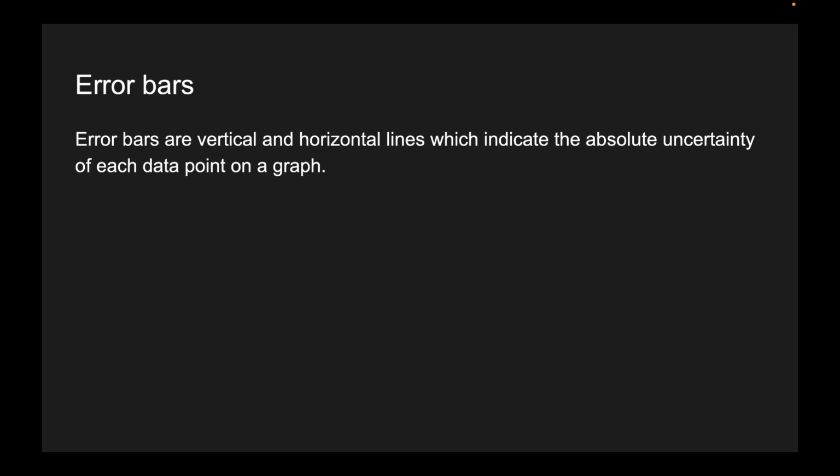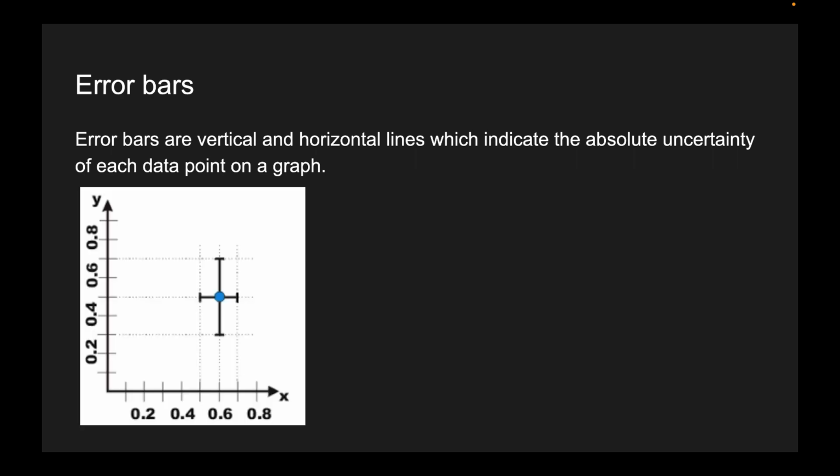While doing your IA, you will have to present a graph with error bars. Error bars are vertical and horizontal lines which indicate the absolute uncertainty of each data point on a graph. In this certain graph, the uncertainty of the point for y coordinate is 0.5 plus minus 0.2, and for x coordinate it's 0.6 plus minus 0.1.